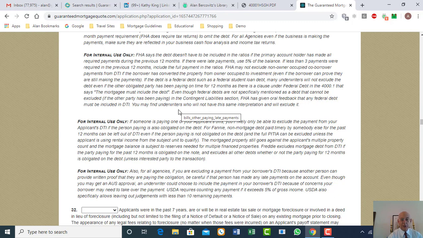So you may find an underwriter who will not have this same interpretation and will exclude the debt. But as a whole, be careful, run it up the ladder. You don't want your loan to get turned down when there's a second underwriting pre-closing review, and your company certainly doesn't want it to come back on them during a HUD audit. So be careful if you run into this situation to get it checked out thoroughly.